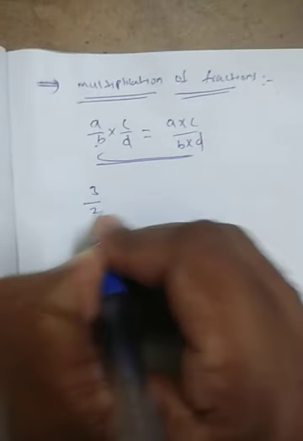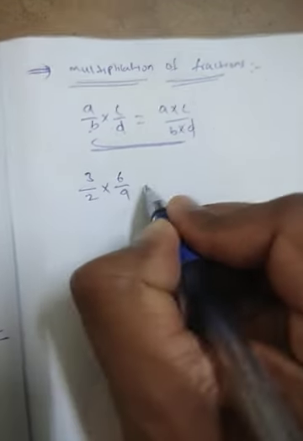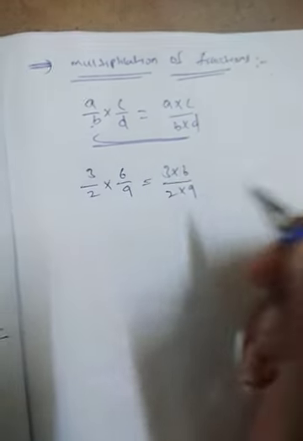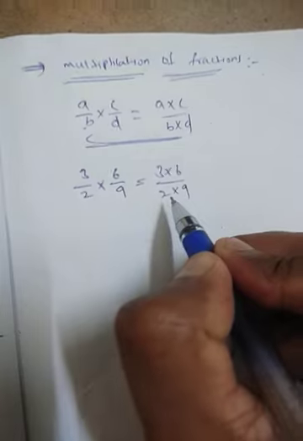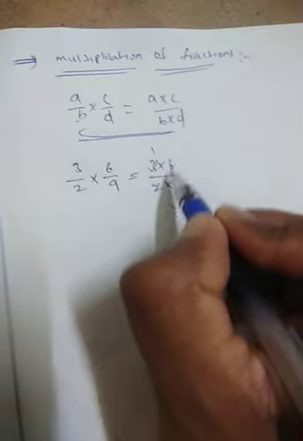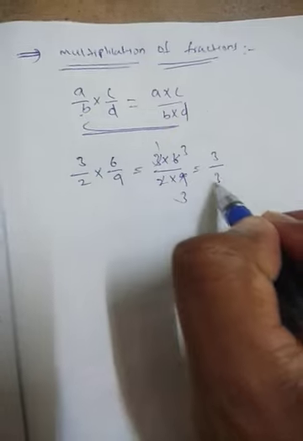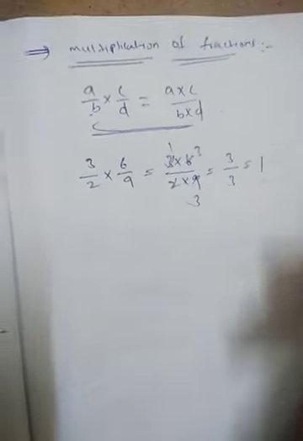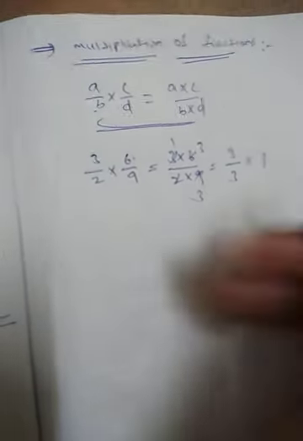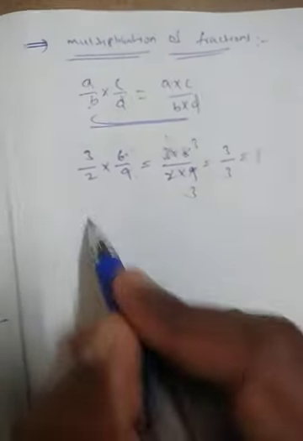So let us take 3 by 2 as one fraction and the other fraction 6 by 9. While you are multiplying, we take 3 into 6 by 2 into 9. So here what we have to do? 3 ones are 3, 3 threes are 9... Actually here we can cancel. The simplified form of this: 3 2s are 6, 3 3s are 9, so 2 2 cancel, 3 3 cancel. Like that also we can do.